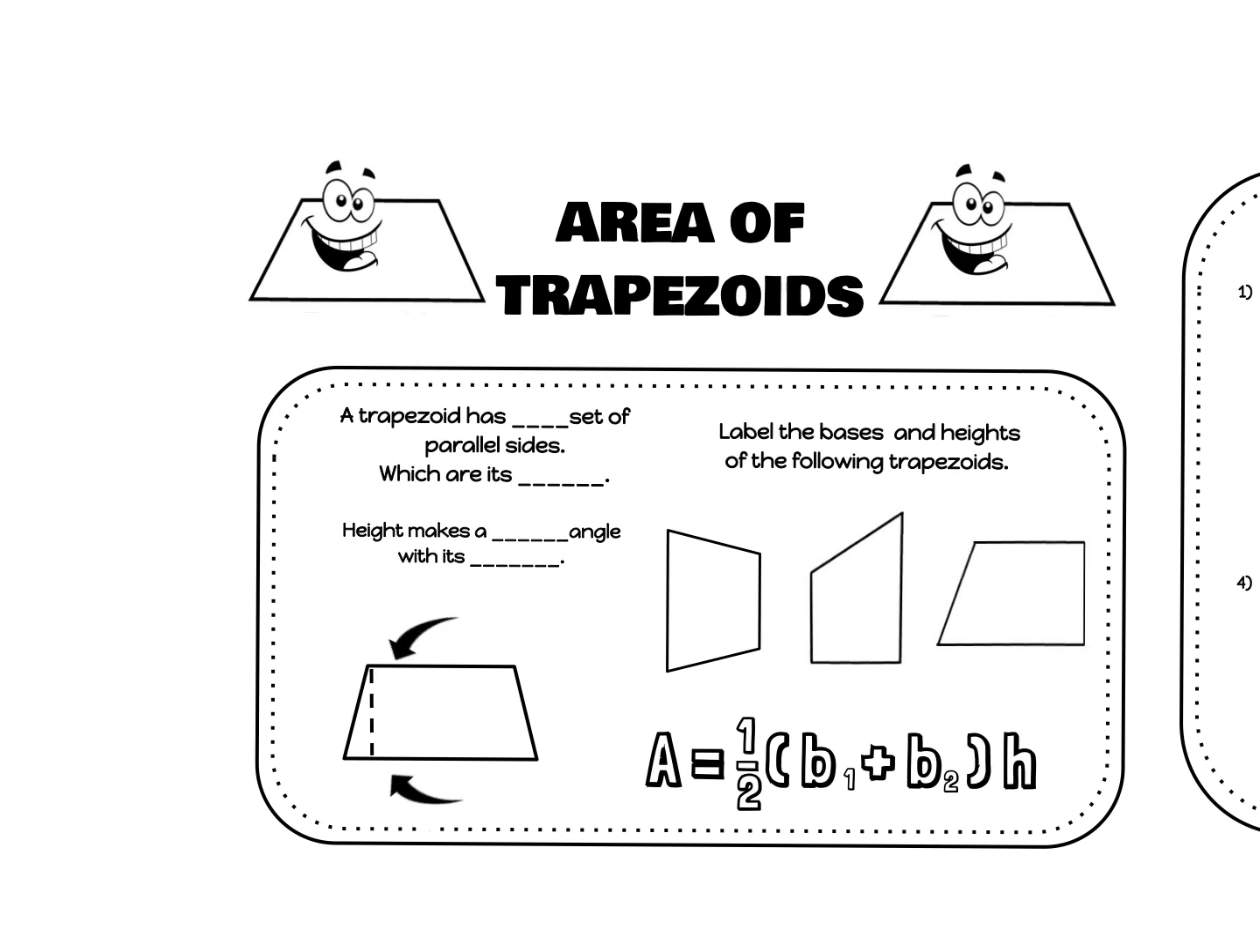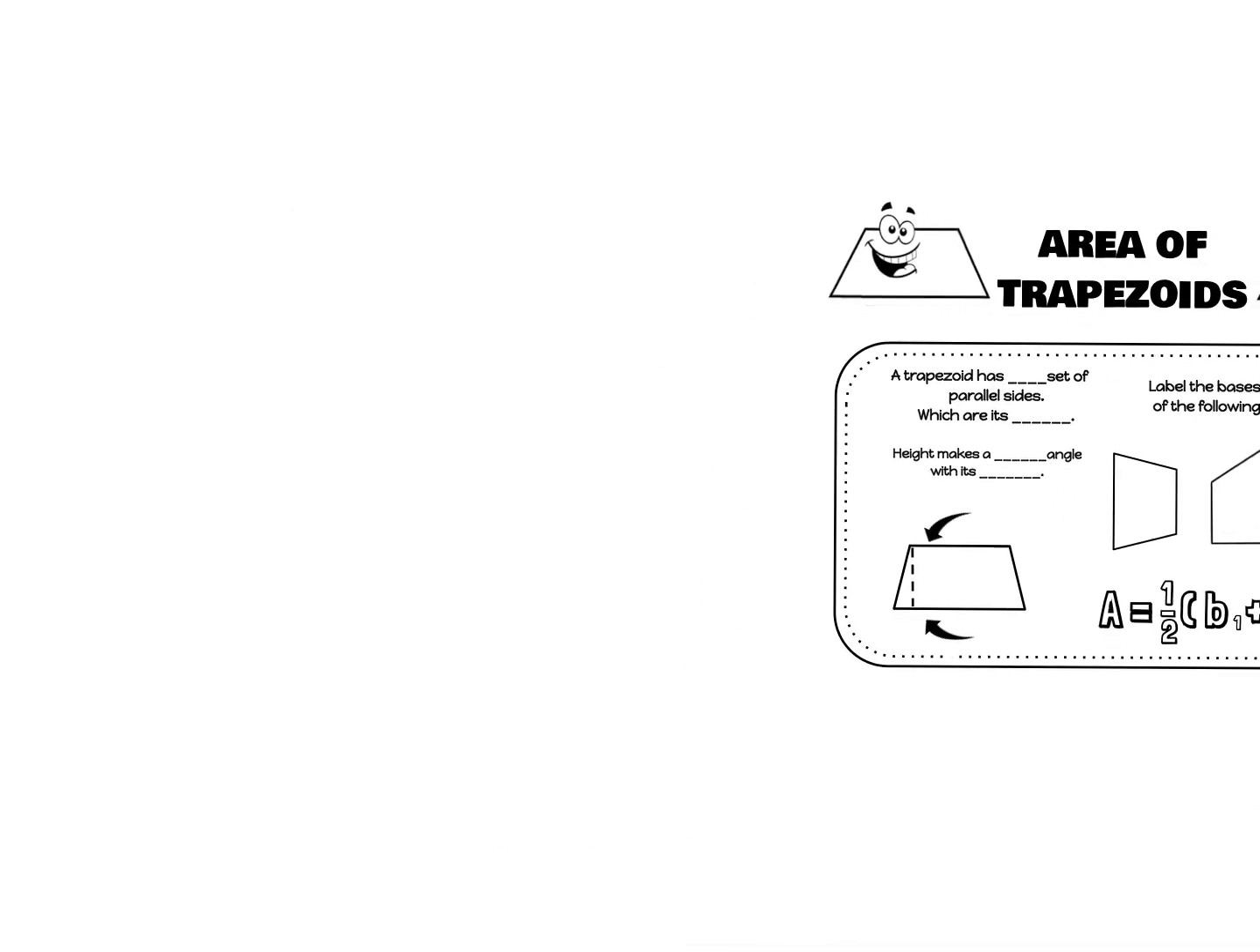So the next shape that we are going to be looking at are trapezoids. Trapezoids are a little bit different than parallelograms. These are the formulas that we have learned so far. You don't have to write this down.